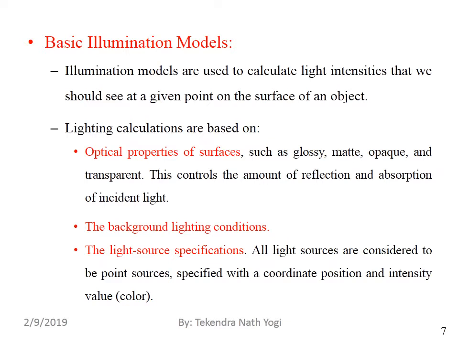Basic illumination models are used to calculate the light intensity that we should see at a given point on the surface of an object. Lighting calculations are based on optical properties of surfaces such as glossy, matte, opaque and transparent. This controls the amount of reflection and absorption of incident light. Then there are the background lighting conditions and the light source specifications. All light sources are considered to be point sources specified with a coordinate position and an intensity value, or color. There can be an infinite number of light rays coming from nearby objects to illuminate the object. In an illumination model, it is very hard to find all the inter-reflected lights.